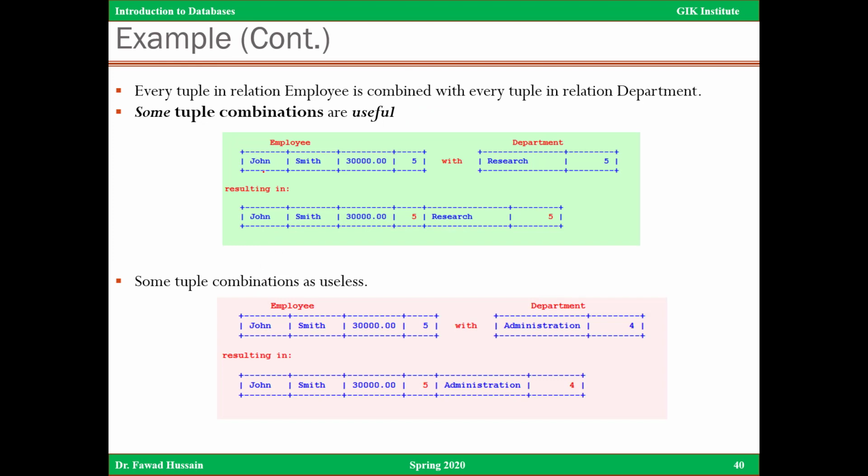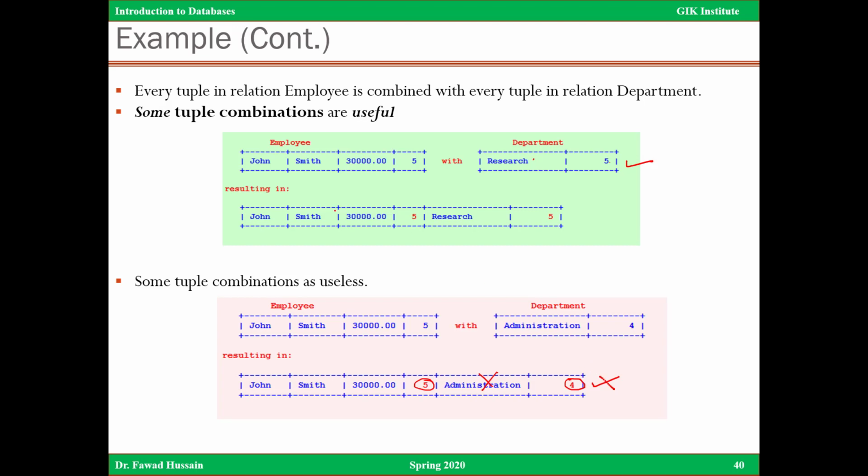For instance, we have John Smith, 30,000 salary, department number 5. When it combines with department number 5, we know that it is research. Now this makes sense. However, in some cases, for instance, when this row combines with the admin department, department number 4, then it results in this value. Now this is department number 4, this is department number 5. John Smith does not work in administration, so this does not make sense. So this is what we call a useless tuple or a dangling tuple, or it's kind of a noise that comes as a result of the Cartesian product.